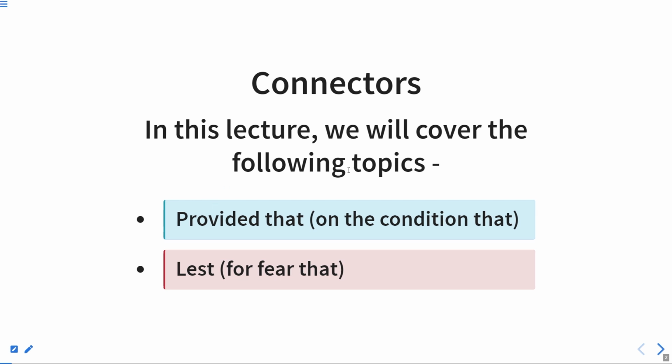Well, in this lecture, we will cover the following topics. And what are the topics that we are going to cover? Number one is provided that, that is, on the condition that. Now, this is a conjunction. We have the word provided, but we can also use provided that. So both of these can be conjunctions.